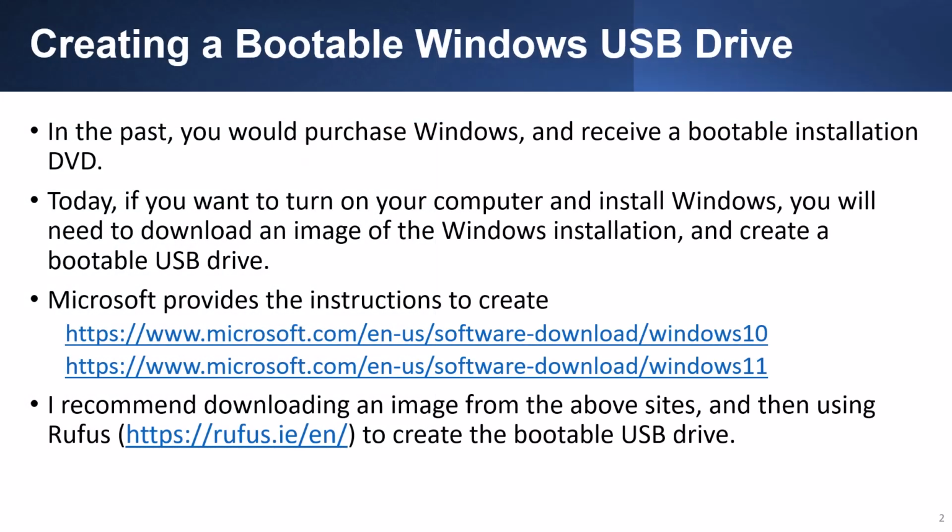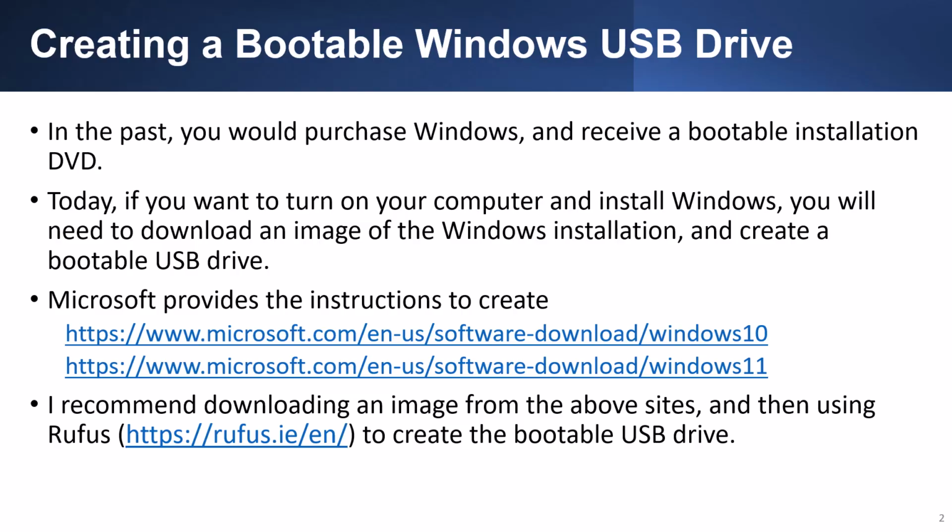In the past, you would purchase Windows and receive a bootable installation DVD, which you would boot from and install Windows. Today, if you want to install Windows directly onto your computer, you need to download an image of the Windows installation and create a bootable USB drive. You can then boot your computer with the USB drive and install Windows.